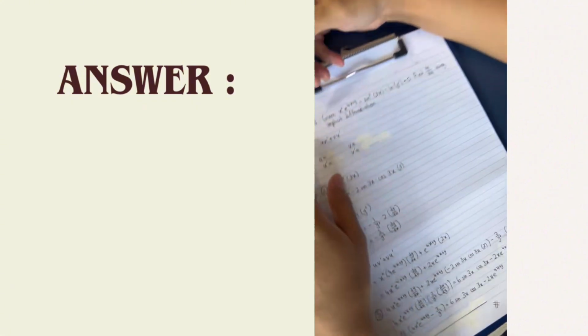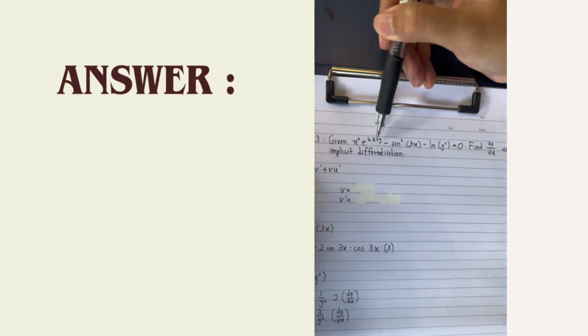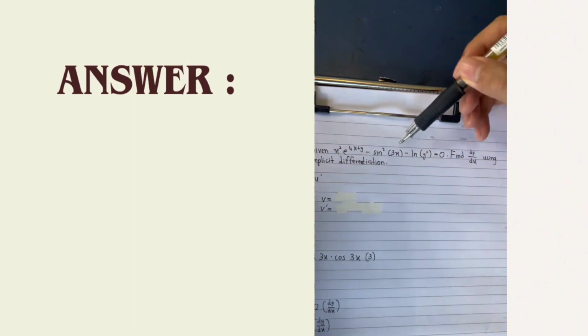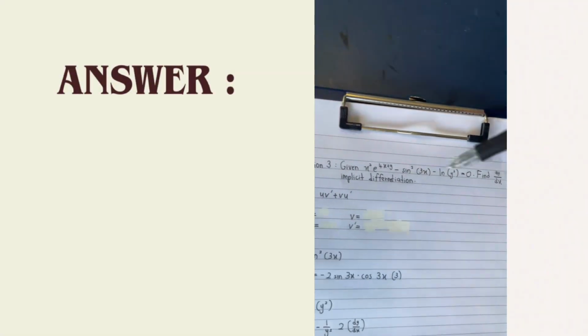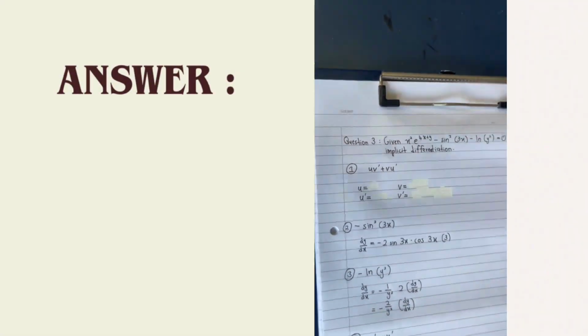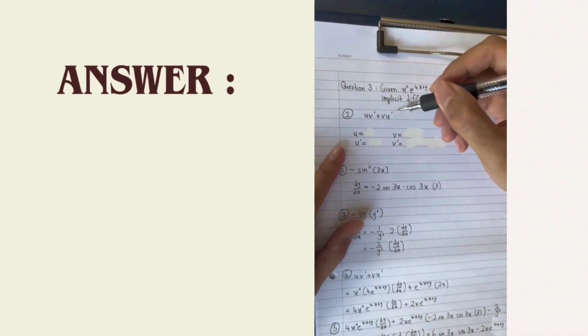Question 3 is: given x squared e to the power of 4x plus y, minus sin squared 3x, minus ln y squared equals 0, find dy/dx using implicit differentiation. The first step is we're going to use this formula, which is uv' plus vu'.